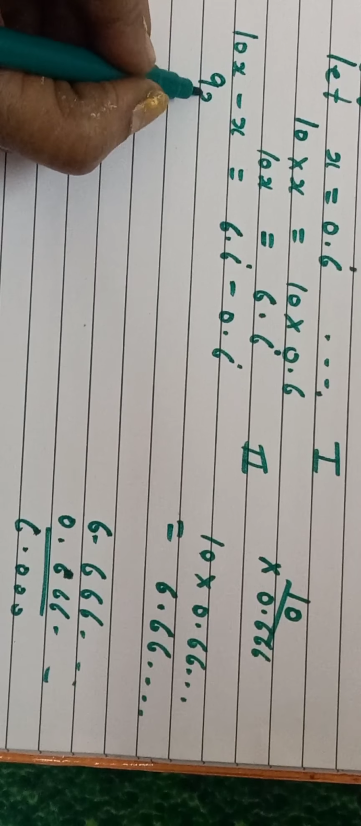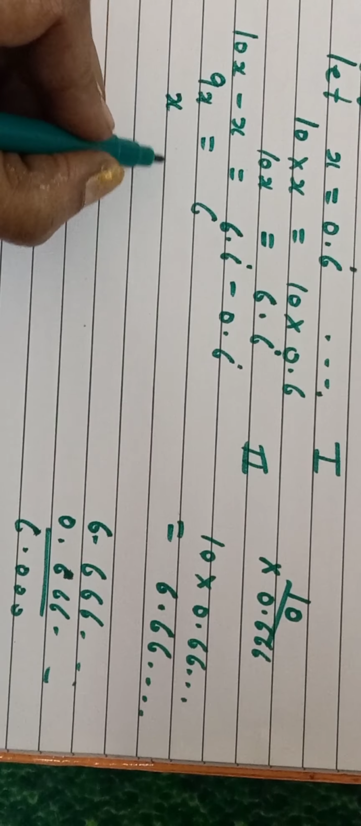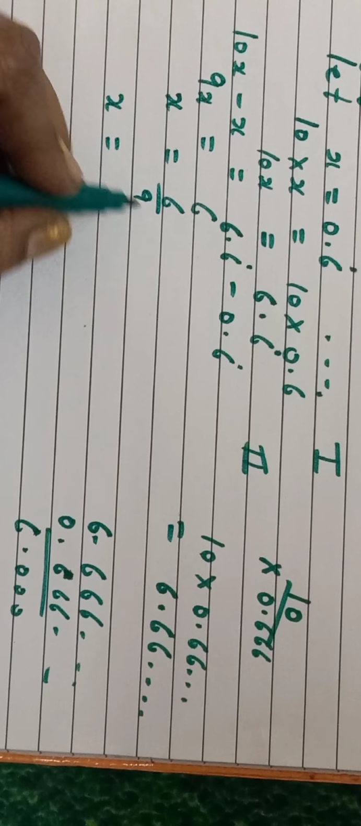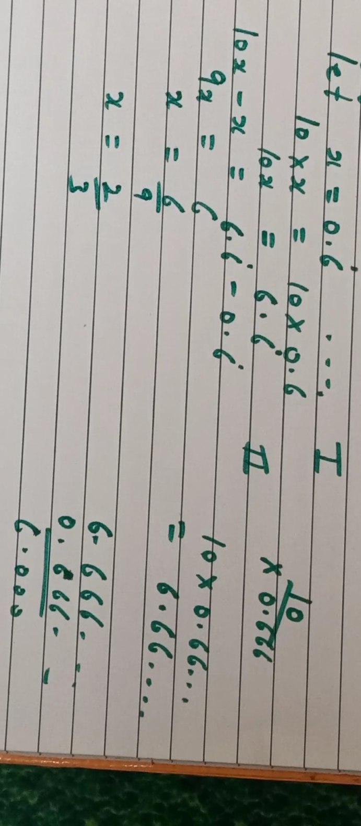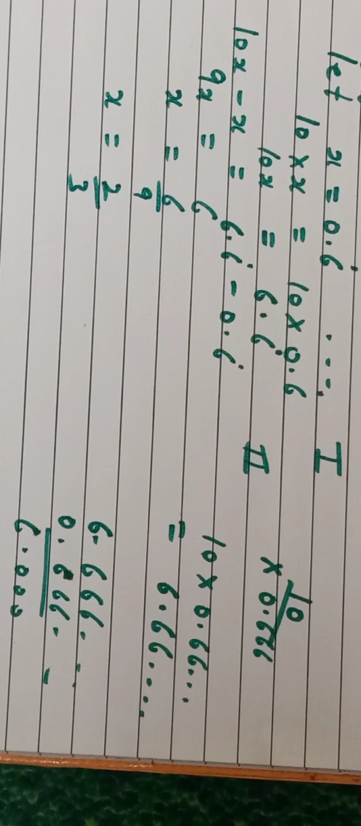10x minus x is 9x. 9x is equal to 6. So x is equal to 6 upon 9. So x is equal to, now in 3's table, 3 2s are 6, 3 3s are 9. This is the way you can get the answer. I hope you have understood.